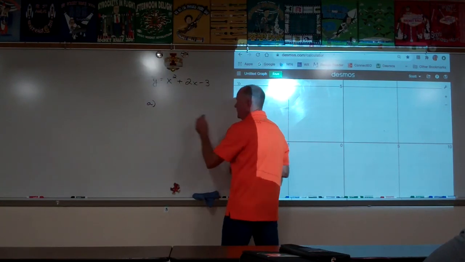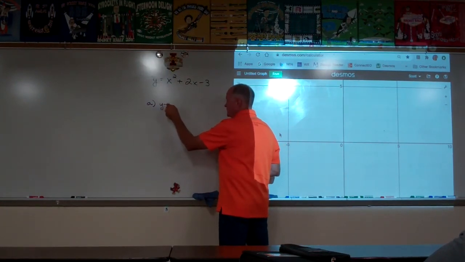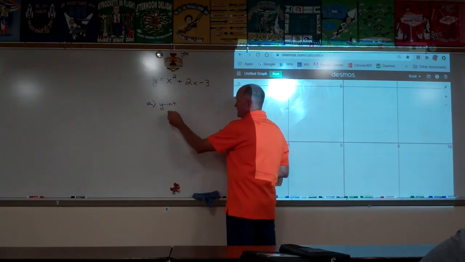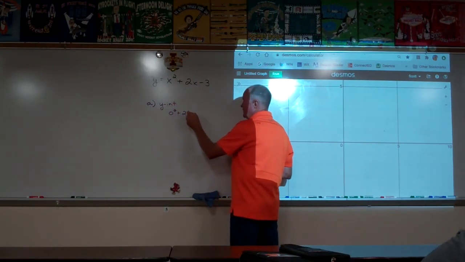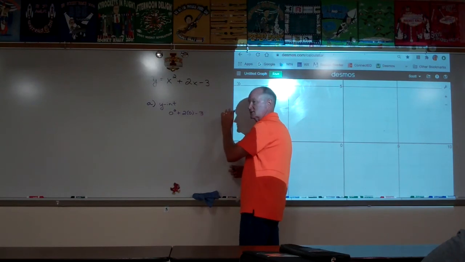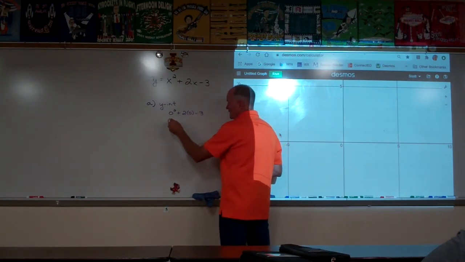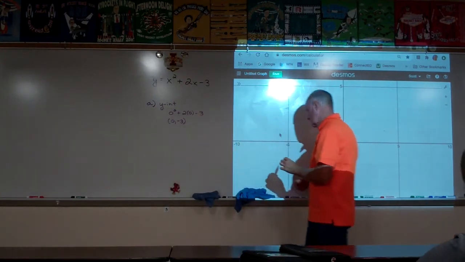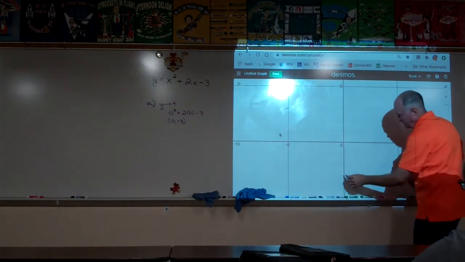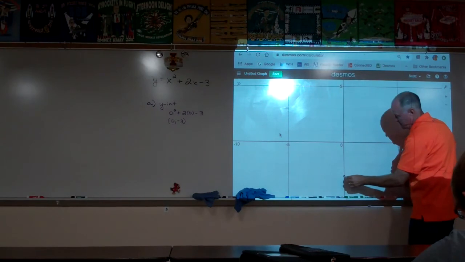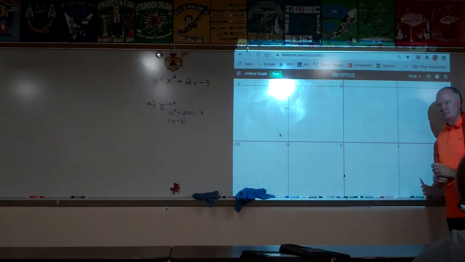First, the y-intercept. I'm going to plug in 0, so that's 0 squared plus 2 times 0 minus 3. So for this case, the y-intercept is at -3. So I can go over here and hit -3, and that's my first dot.